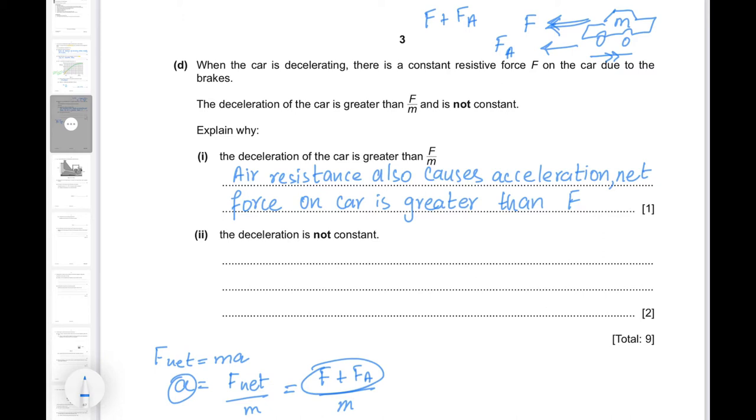Two, the deceleration is not constant. As the deceleration begins, the car will slow down, and resistive forces have this property that they depend on the speed of the moving body. If the speed of the car is decreasing, the resistive force would also decrease. And as you can see over here, acceleration is proportional to the resistive force. If this decreases, then acceleration, or deceleration in this case, would also decrease.